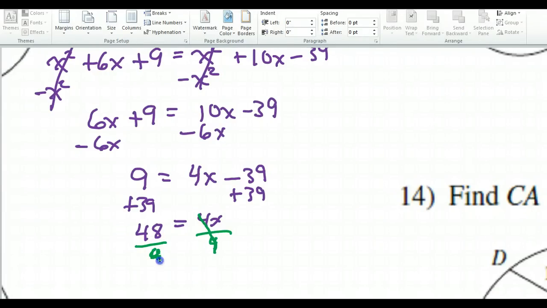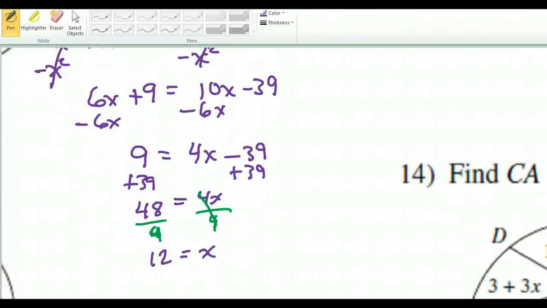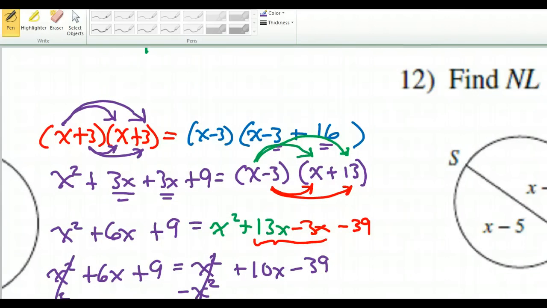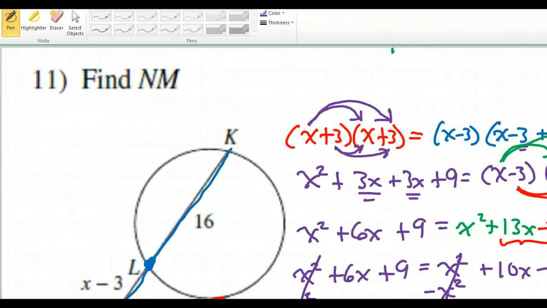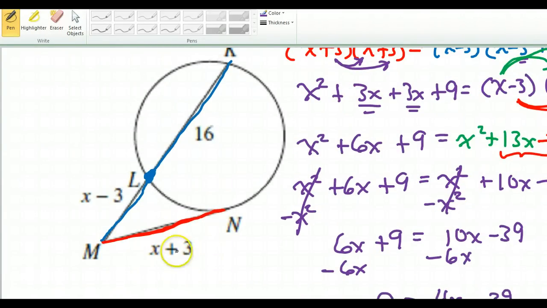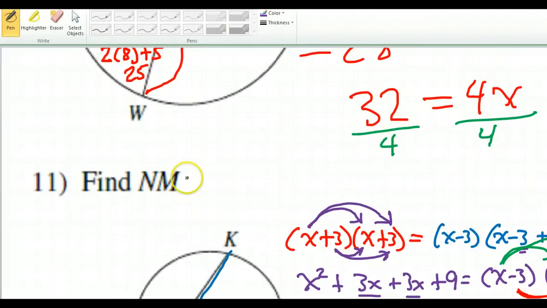So I'm dividing by 4, so that's going to be 12. Alright, so x equals 12, but you can bet that that is not what we were asked to find. We are supposed to find nm. So that's this down here, but if x is 12, then that makes this 12 plus 3, which of course is 15. So that's why nm is 15. You got to plug it back in. So please make sure you do this when you take the test.